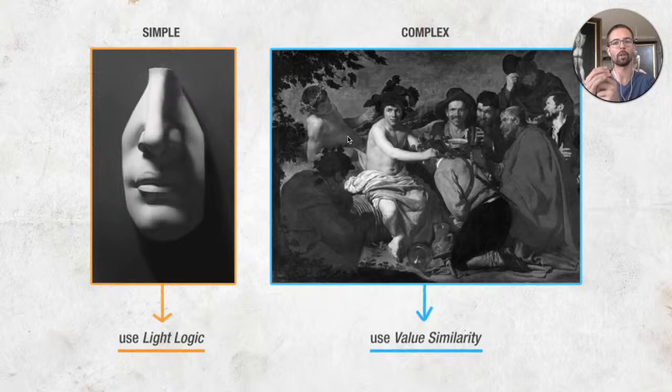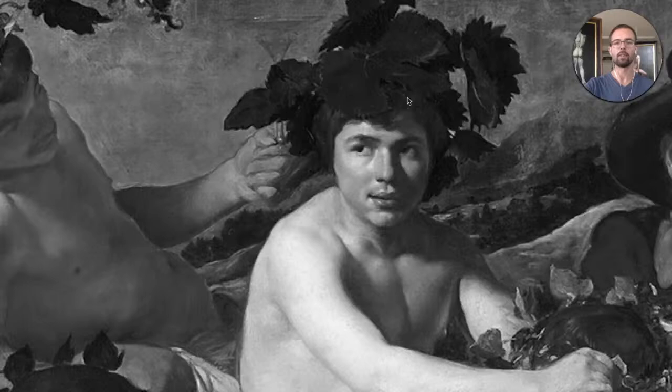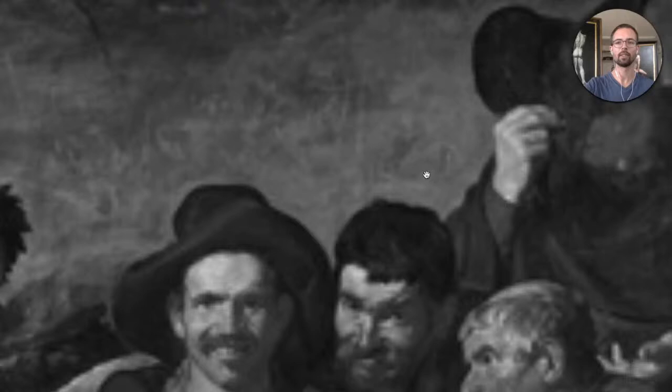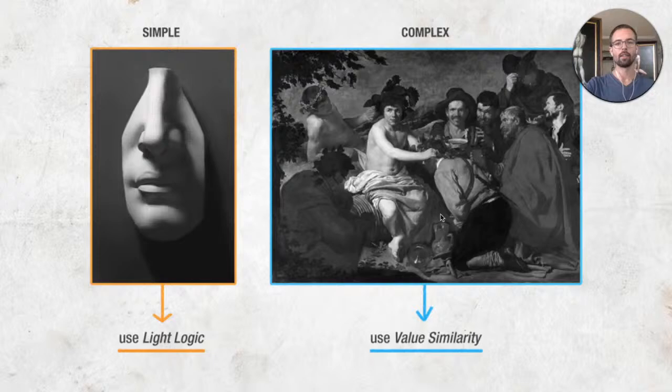And then the leaves of the head here, there's also two values, one in light, one in shadow. Let's say the light up here is the same value group as the hat and the clothing of this figure, the hair of this figure. They're all close enough that we can group them. So light logic or value similarity? Let's go into light logic.